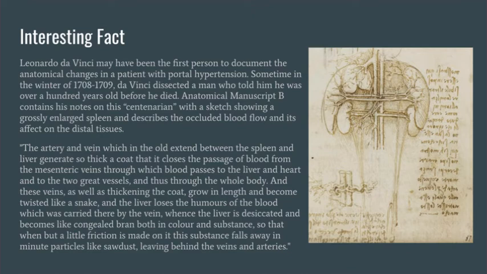So sometime in the winter of 1508 to 1509, Leonardo da Vinci dissected a man who told him he was over 100 years old before he died. Anatomical Manuscript B contains his notes on this centenarian with a sketch showing a grossly enlarged spleen and describes the occluded blood flow and its effect on the distal tissues. So these are his words upon dissecting this guy.